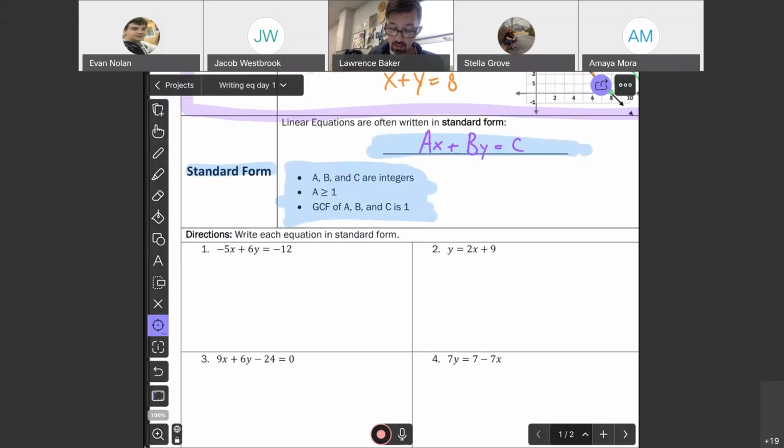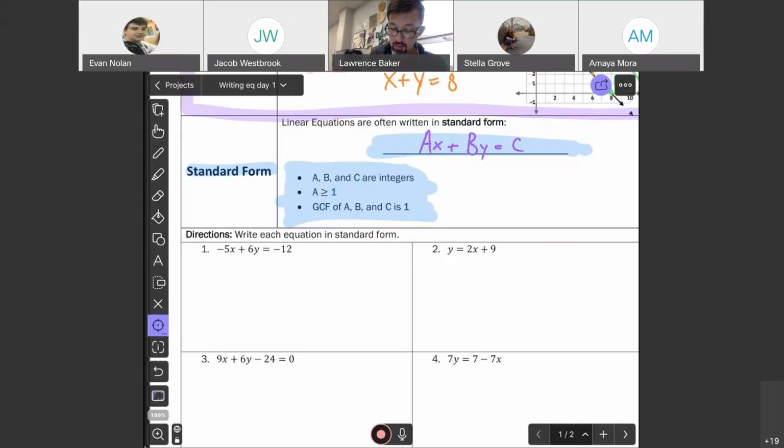As far as the rules go, when you write something in standard form, A, B, and C need to be integers, which means positives, negatives, zeros, but no fractions. So our answers can't have fractions in them. A has to be greater than 0, which means it has to be positive. Essentially, it needs to be a positive integer.